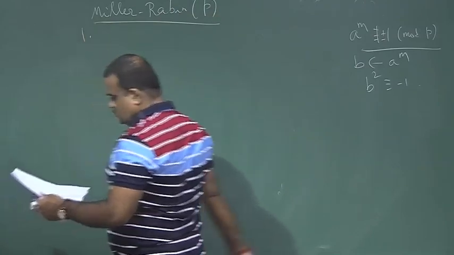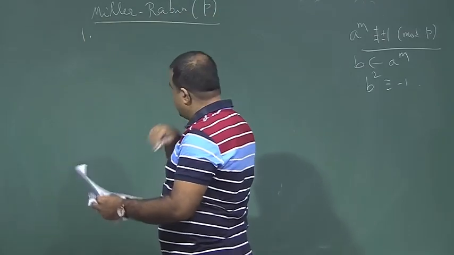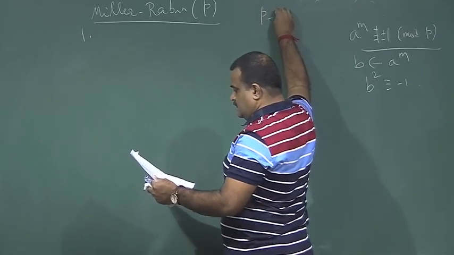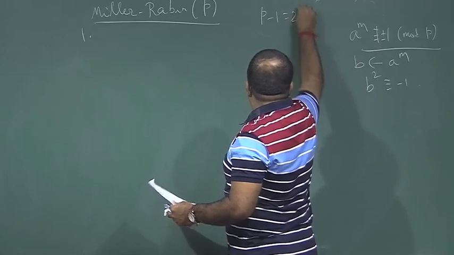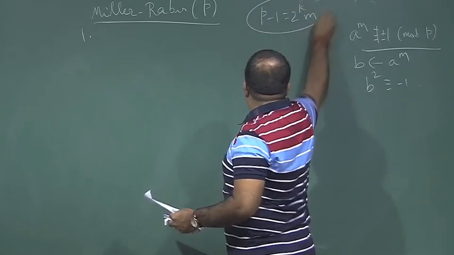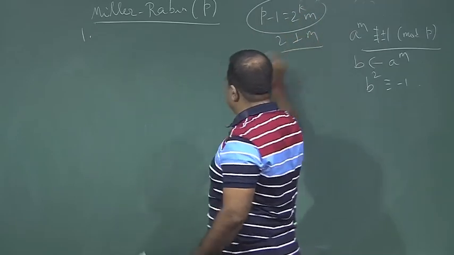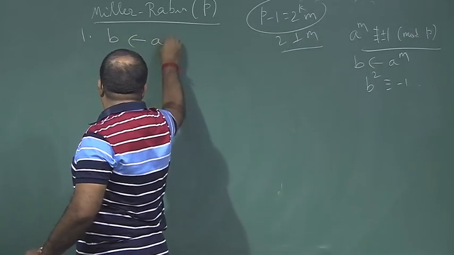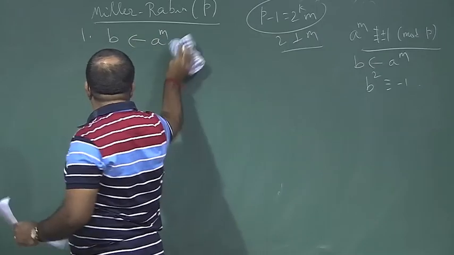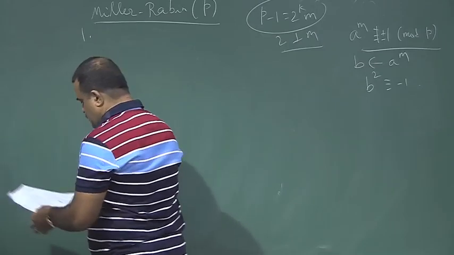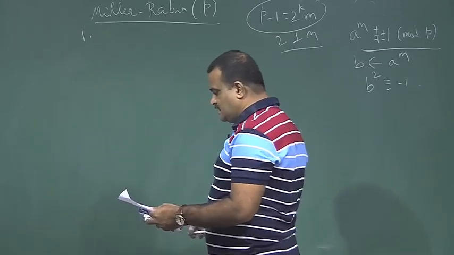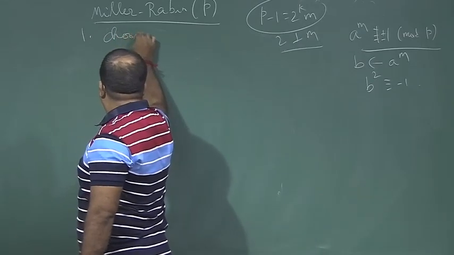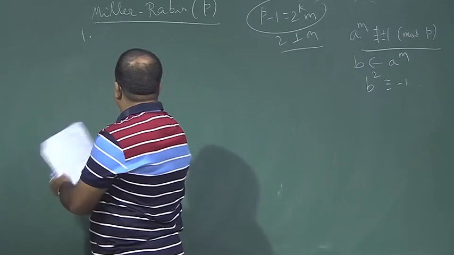Okay. So, we write p as 2 to the power k into m, where 2 and m are coprime, GCD is 1. So, we compute b equals a to the power m. Again we have to choose a such that GCD of a and p is 1. So, this has to be there.